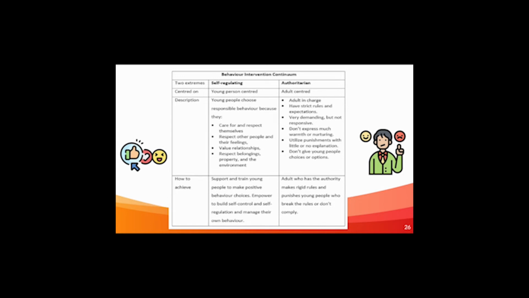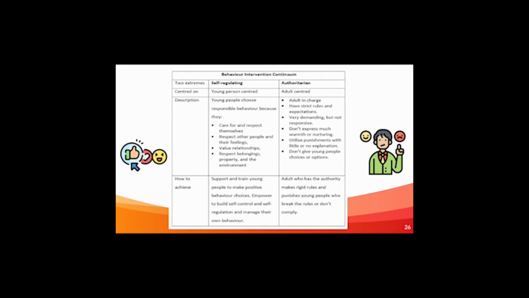Self-regulating, this is one extreme. This is young person centered. It's where young people choose, and it's where they self-regulate their behavior as much as possible. They're responsible for their own behavior because they care for and respect themselves. They respect other people and their feelings. They value relationships, and they respect belongings and property, etc.